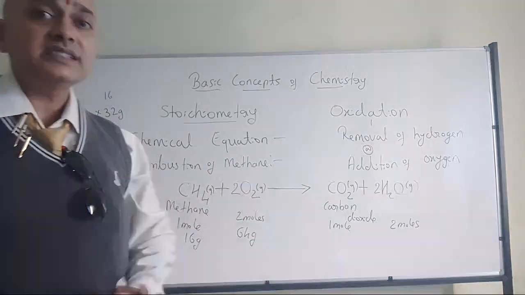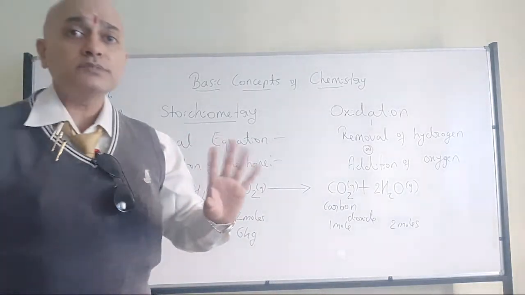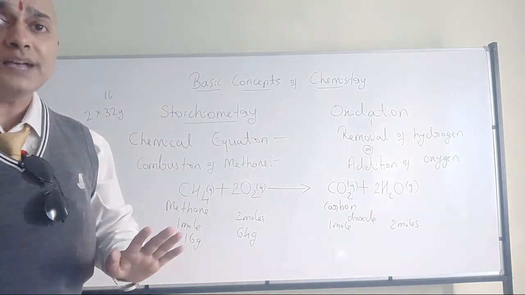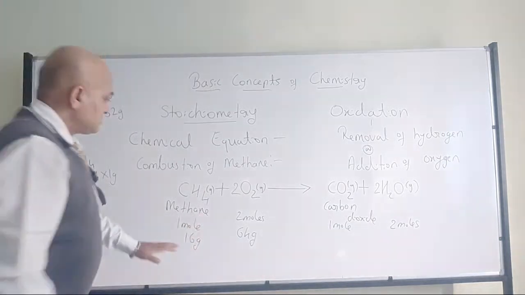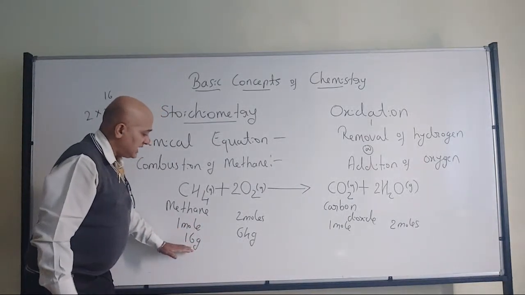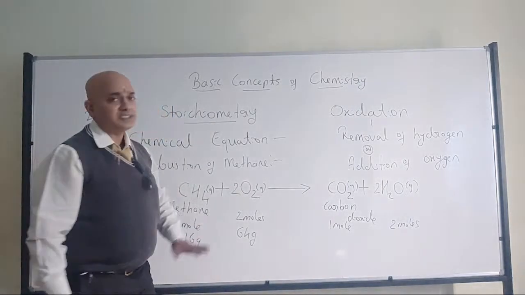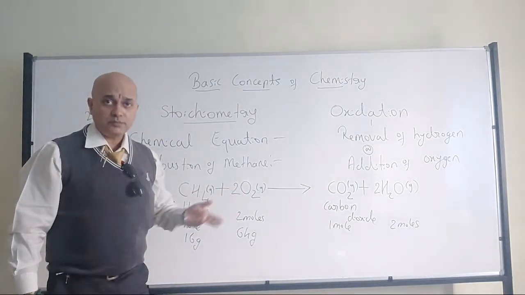Because on this, we will be having questions in terms of limiting reagent and all. And even in competitive exams, they will ask. Okay? So 16 gram of methane can react with 64 gram of oxygen during the combustion process.